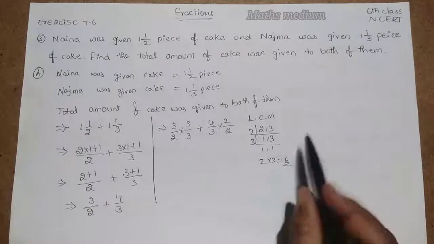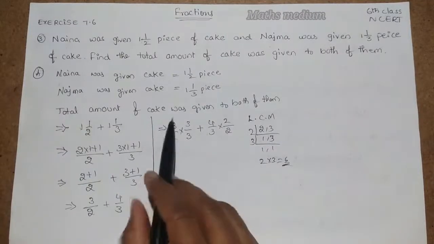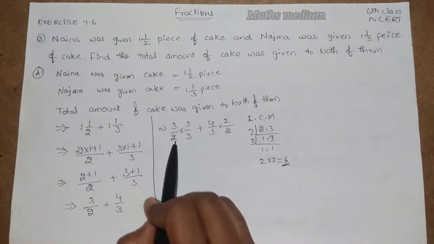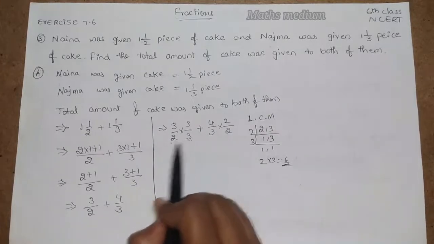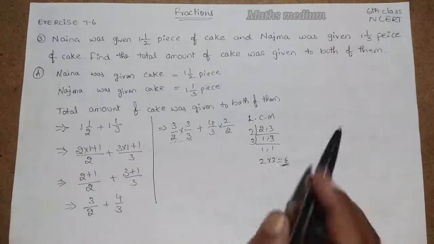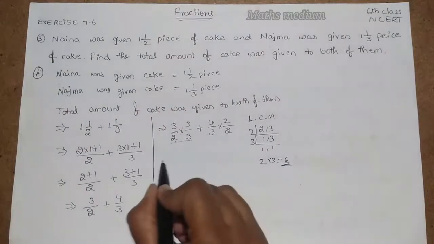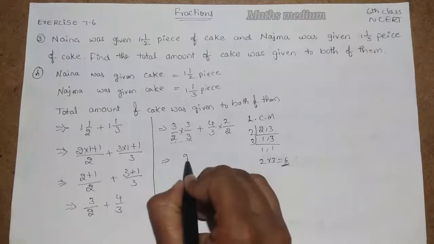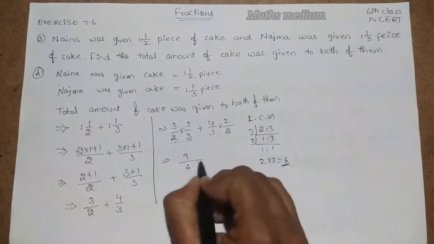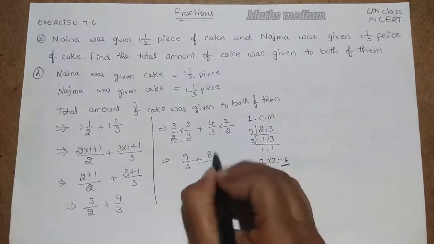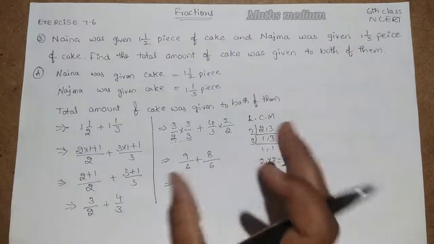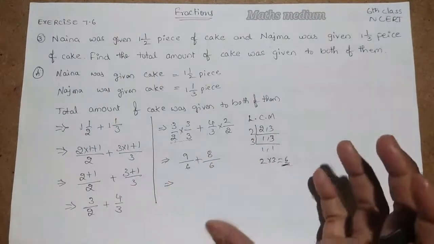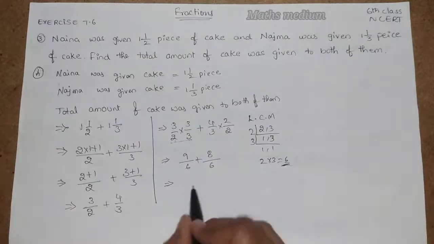The LCM is also 6. Based on this LCM, we have to multiply both numerator and denominator by the same number, so that the denominator becomes equal to the LCM. That's why we are multiplying. So here 3 3s are 9 by 3 2s are 6, plus 4 2s are 8 by 3 2s are 6. So now these two are like fractions. In like fractions, we can easily get the answer with addition.